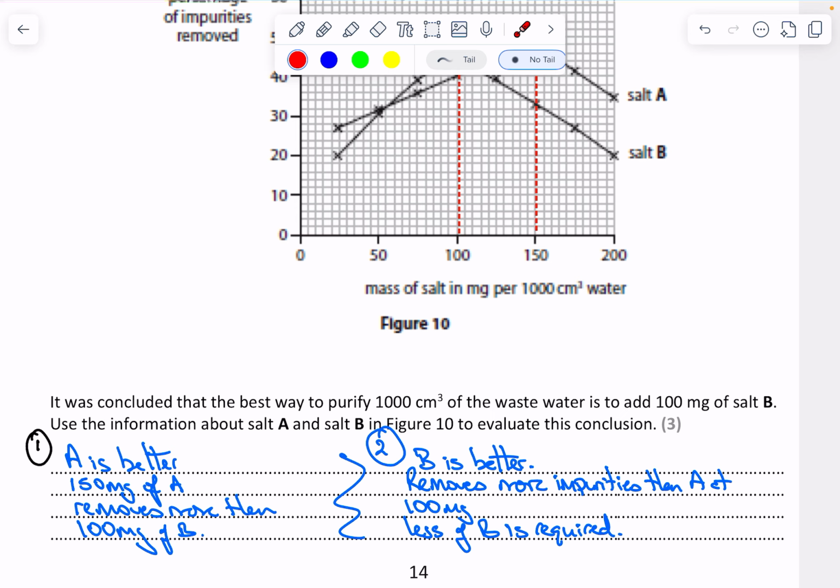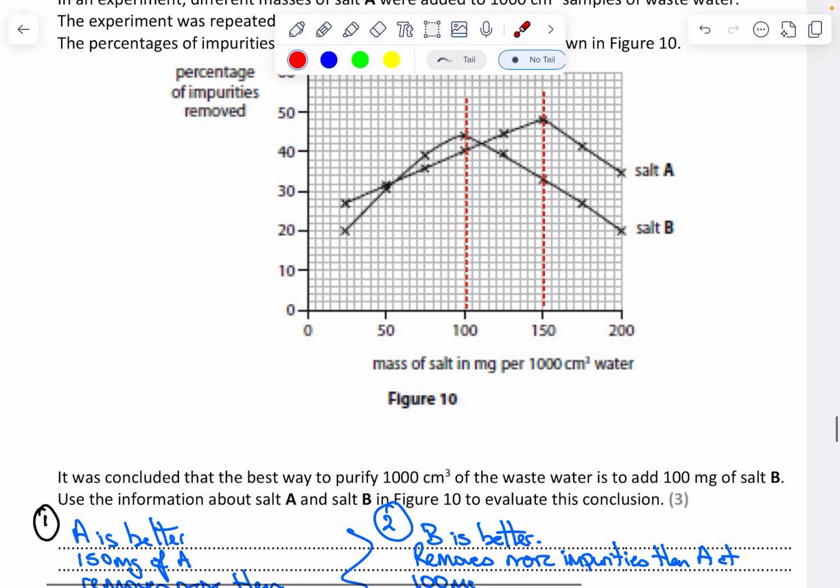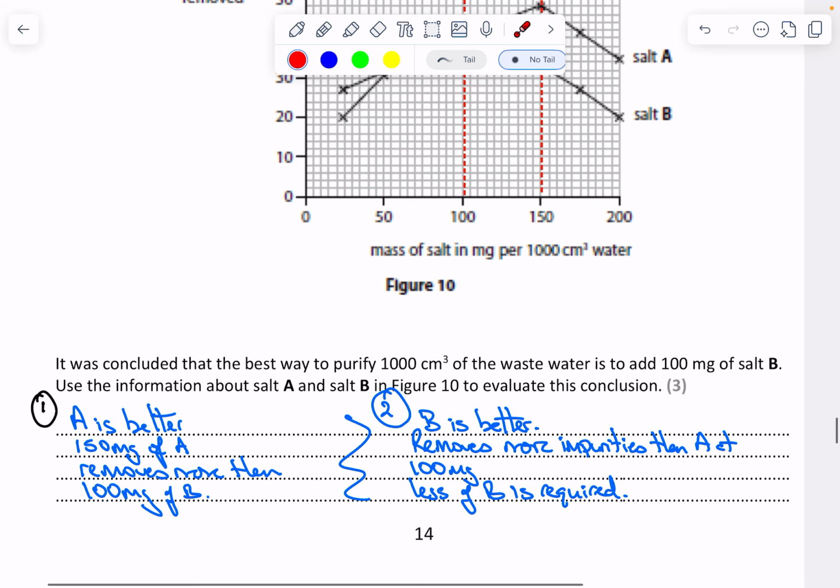You can also argue that B is better because B removes more. If you use 100 milligrams of B, it removes more than 100 milligrams of A. So in terms of equal amounts, B is better, removes more impurities, and therefore less of B is required to remove the impurities from the water. As I said, either answer is okay, but you have to argue it and present the evidence to support your argument.